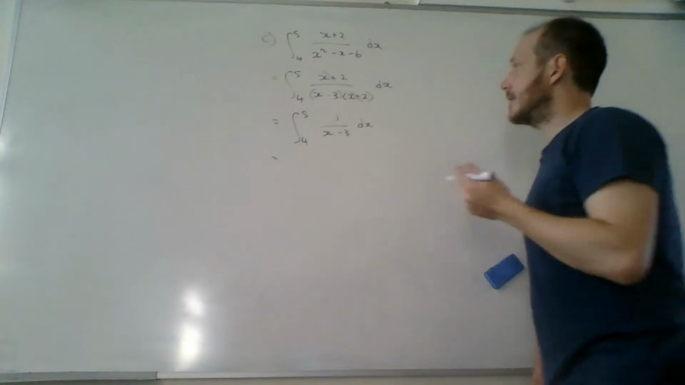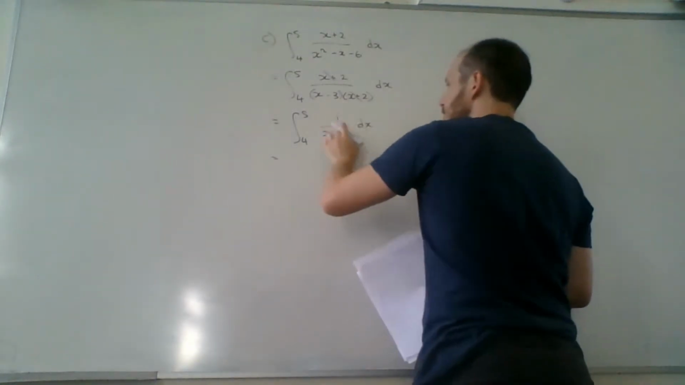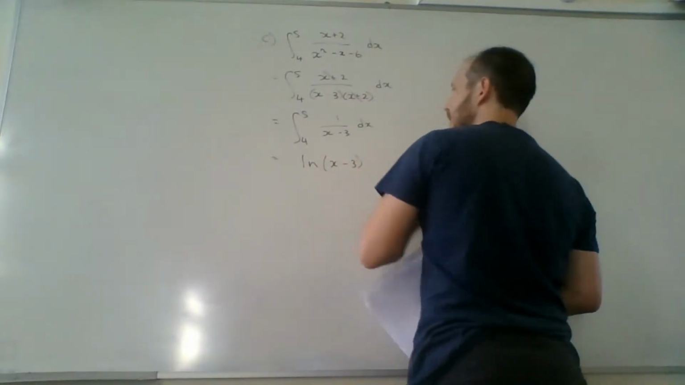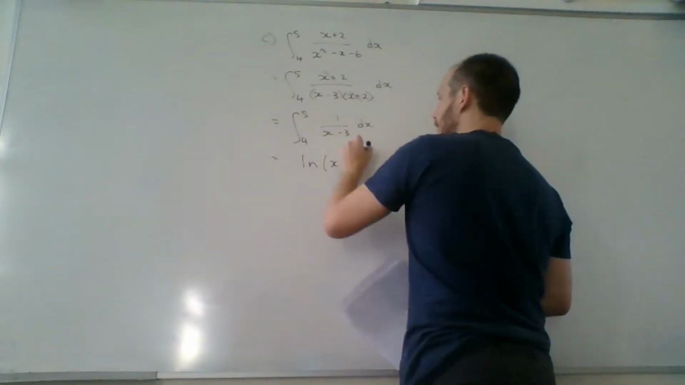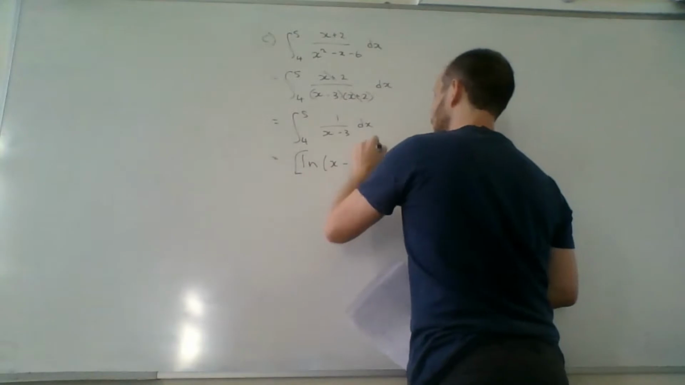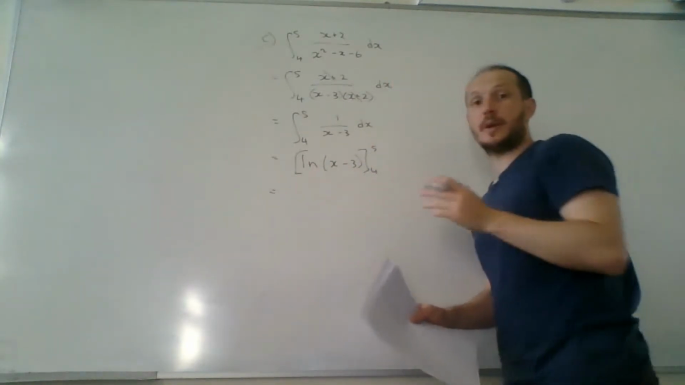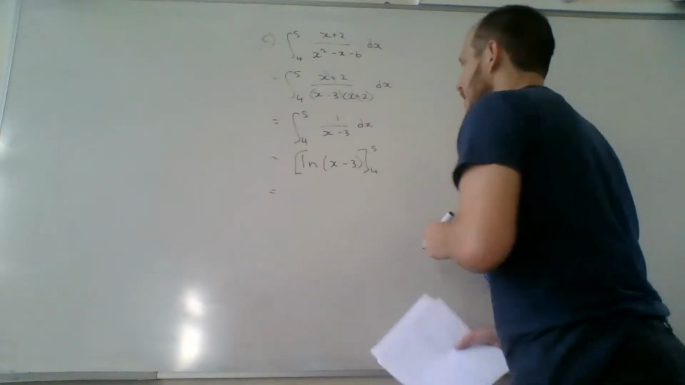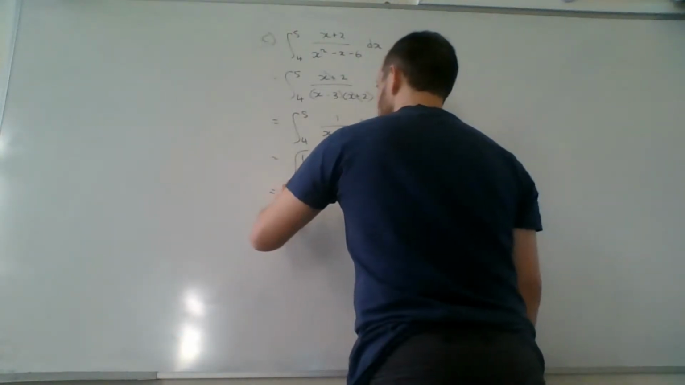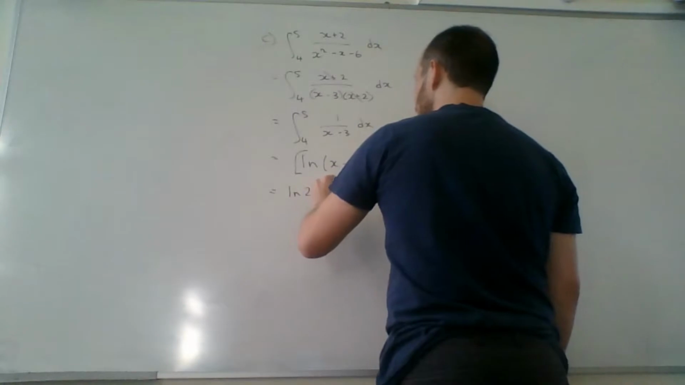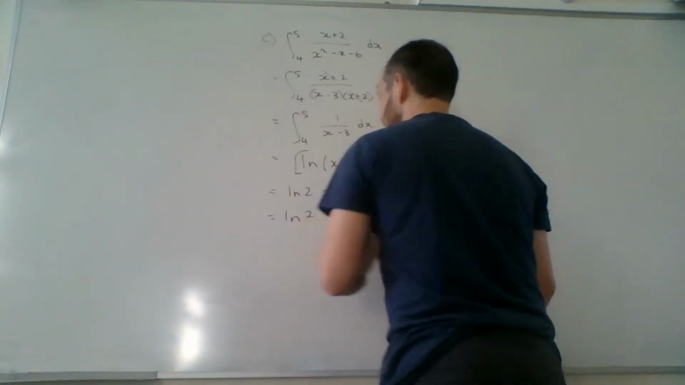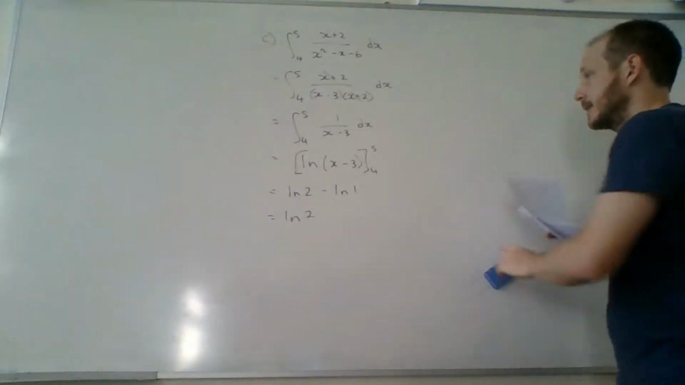Okay, so now we can integrate this. So the integral of this is ln of (x take 3), from 4 up to 5. Now just remember, because we're doing definite integrals, we don't need our integrating constant. Okay, so then substitute our values. So we have ln of 2 minus ln of 1. ln 1 is 0, so our answer is ln 2.